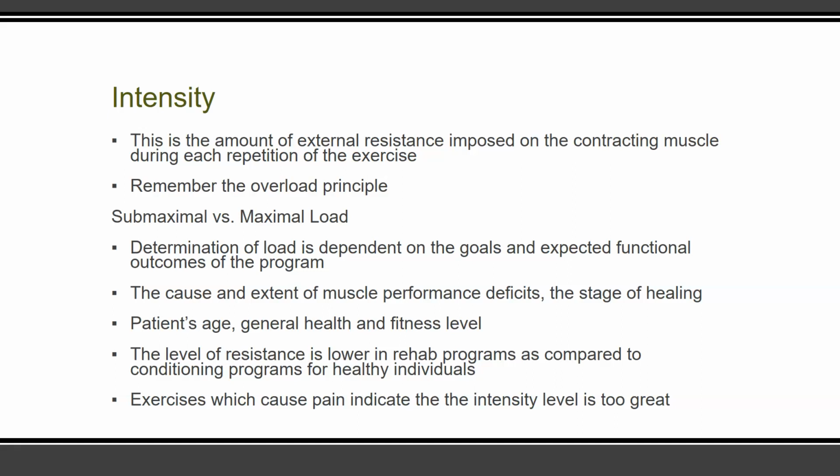The thing to always remember is that if exercises cause pain, that indicates the intensity is too great, and we have to back off. So one of the things we need to look at, and this is why we need to see our patient relatively consistently, is if they come in and say, last week I did these exercises and it caused nothing but pain and discomfort, then obviously we've got too much intensity here and we need to back it off just a bit.